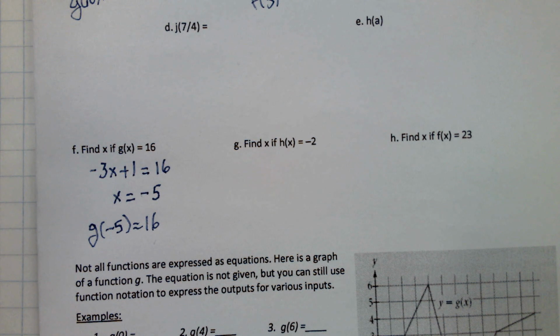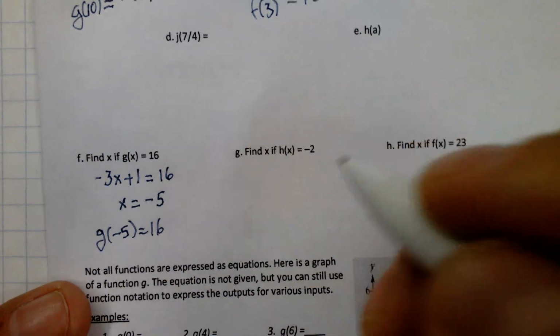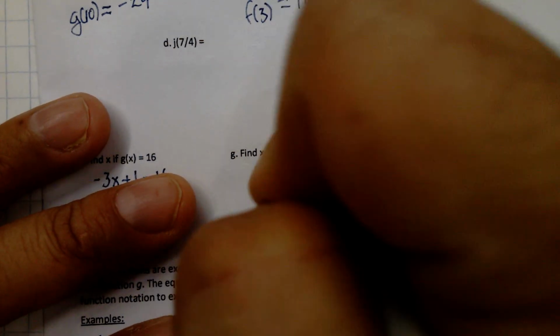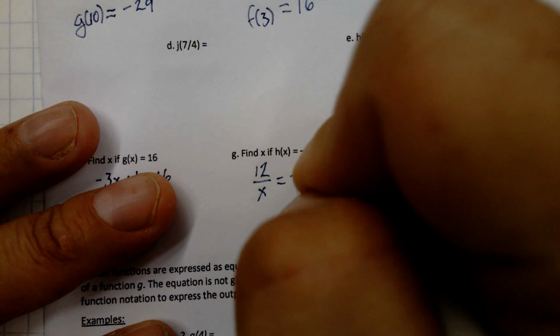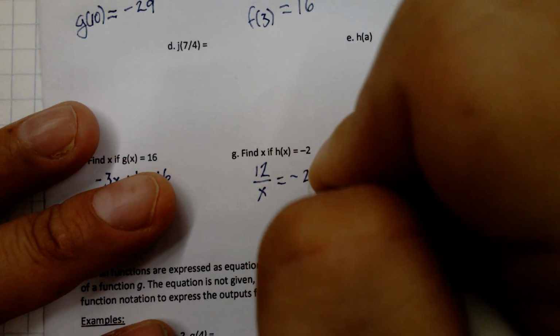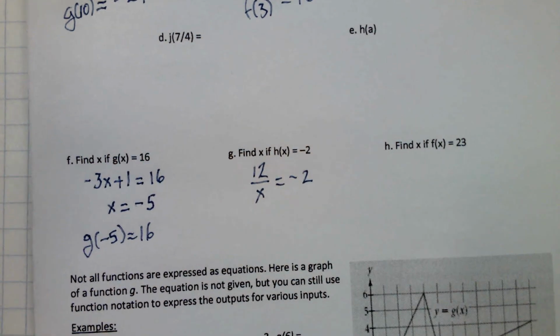H of x is negative 2. Well, let's look. H of x is this one. Let's write it down. 12 over x equals negative 2. Ooh, this one's tough. We haven't done something like this in a while. How can we solve this one?